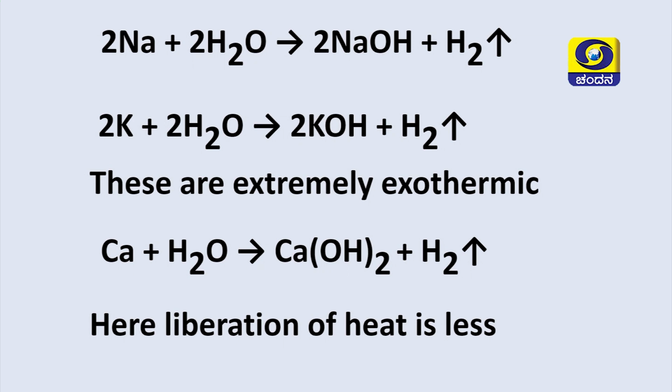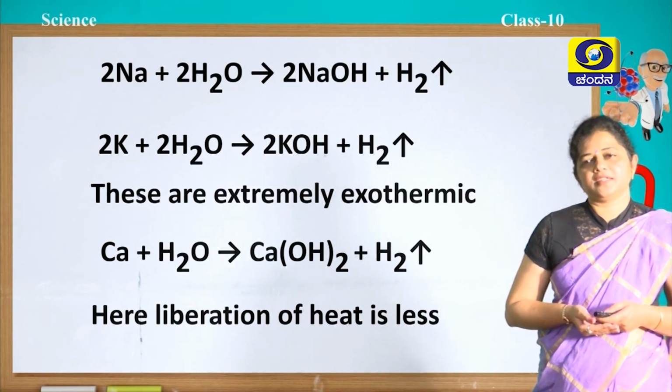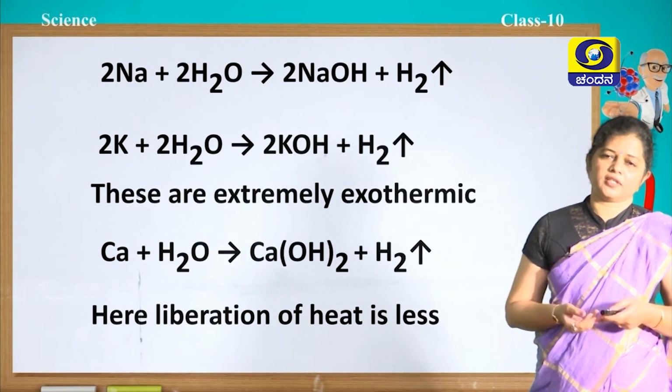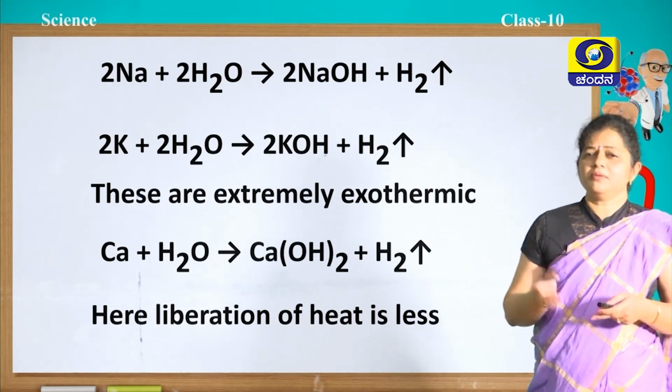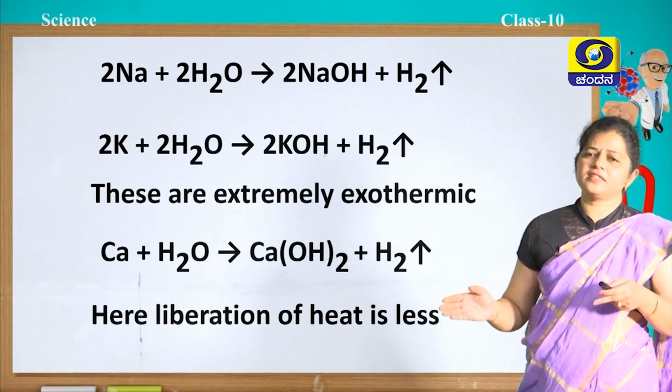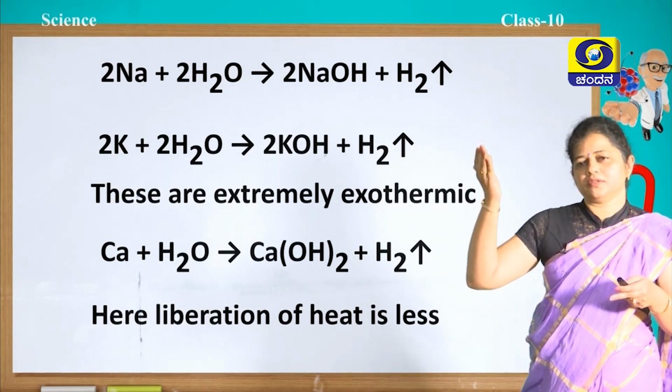Similarly, potassium, when it reacts with water, forms potassium hydroxide and hydrogen is evolved. These two are extremely exothermic reactions. That means much heat is produced in the process. And now you can see calcium reacting with water to form calcium hydroxide and hydrogen gas is evolved, but here the liberation of heat is less compared to the first two.